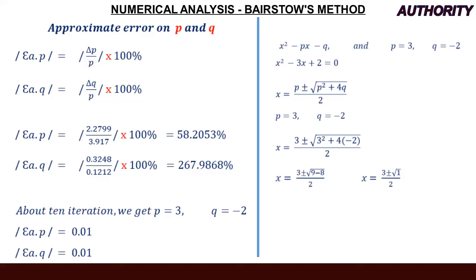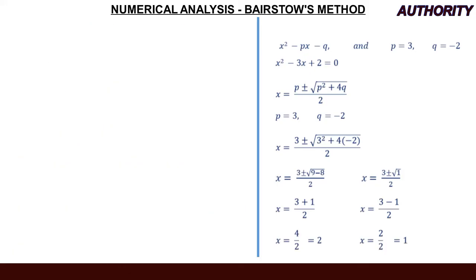Now we say plus or minus, so we split it into 2. So one is going to have plus, and the other minus. So here we have x is equal to 3 plus 1 all over 2, or 3 minus 1 all over 2. So when you say 3 plus 1, it's going to give you 4 all over 2, or 3 minus 1 is going to give you 2 all over 2. So here we have x is equal to 2 or x is equal to 1.